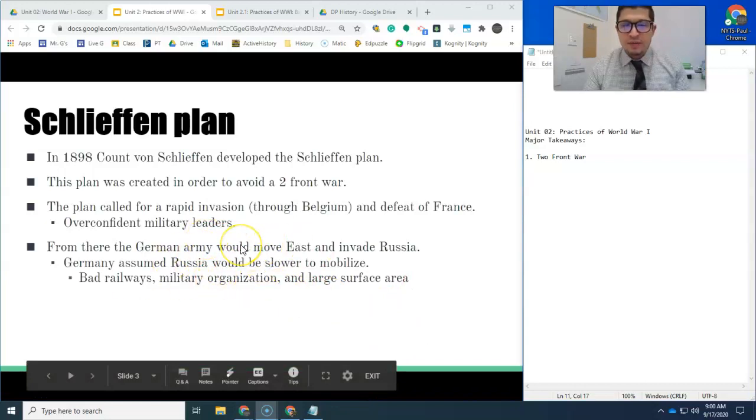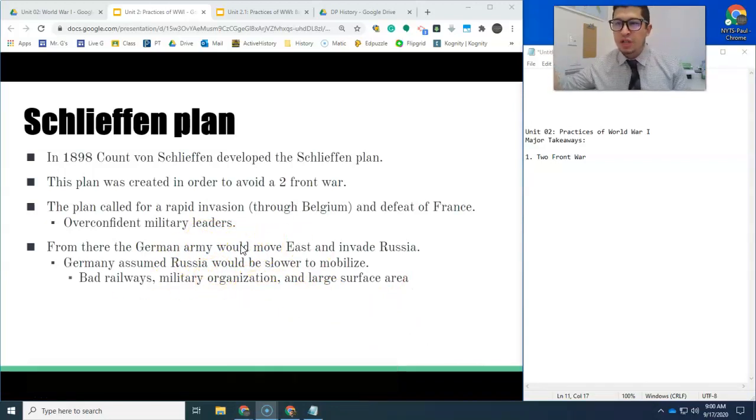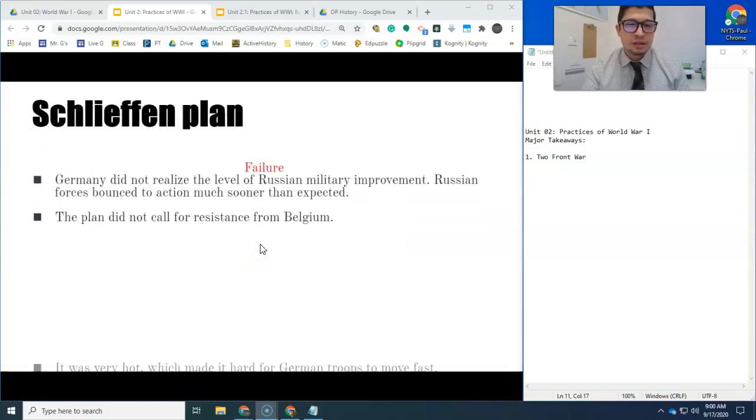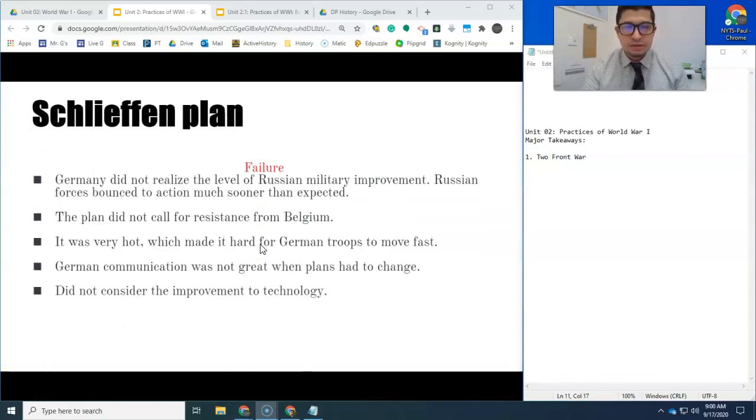Some reasons that they thought they would be able to beat Russia before it mobilized was Russia has a very bad military. It's got very bad railroads, and it's huge, right? So to get from one place to another is very difficult in Russia. What they did not account for is, when we talked about the short-term causes, Russia starts to mobilize after the blank check, right? So they're already ready to go to war, and Germany didn't account for that when the Schlieffen Plan was created, right? A failure for these reasons. You don't need to know why. I'm going to breeze through this one.